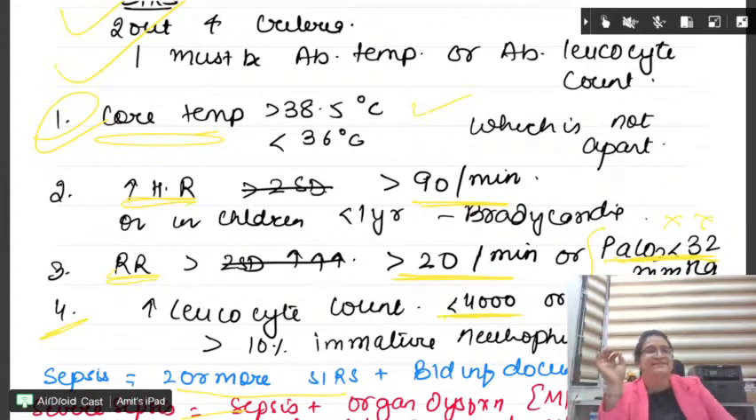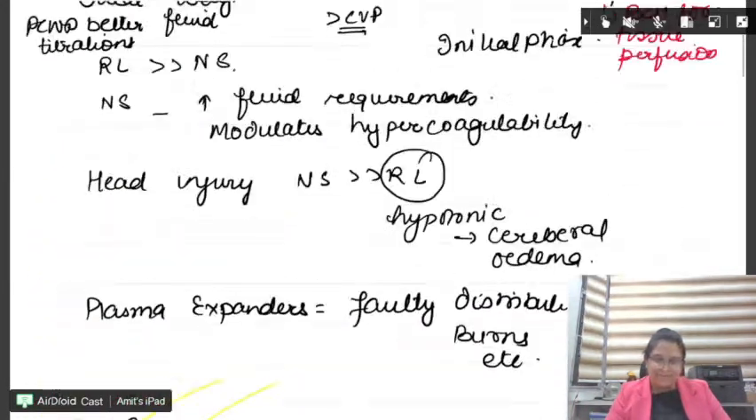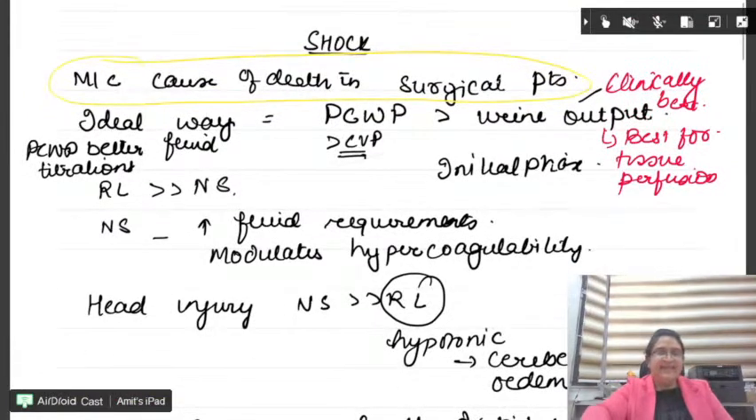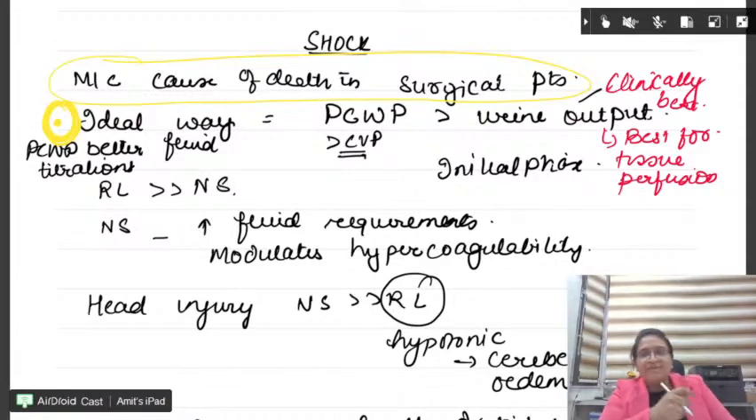CVP is central venous pressure, everyone. Central venous pressure. Right? Next beta, this is a question which many students get confused. The question will come if someone is having shock. And what is the most commonly used clinical parameter? Urine output, urine output, urine output. That is your answer. Understood?